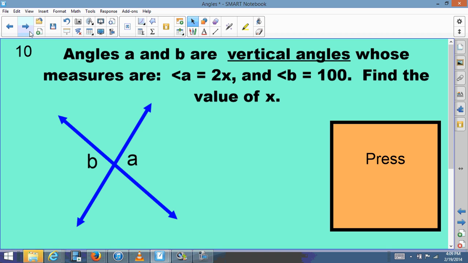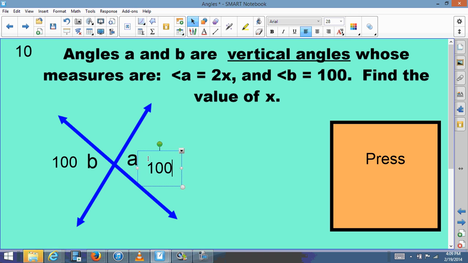So here's an example. Angles A and B are vertical angles, whose measures are: angle A is 2x, angle B is 100. Find the value of x. So let's see. Angle B, they said, was equal to 100. Angle A says it's equal to 2x, but I know based on the definition that these are vertical angles, and vertical angles are opposites and are equal. So that means this angle has to be 100 also. So angle A has got to be 100.